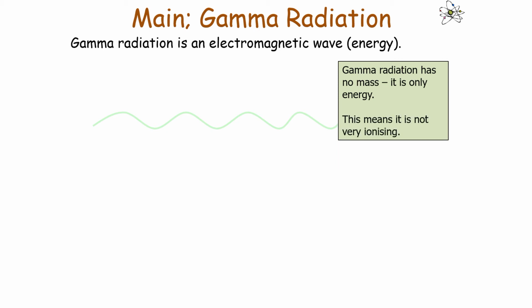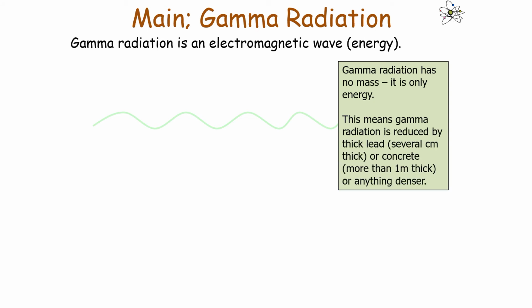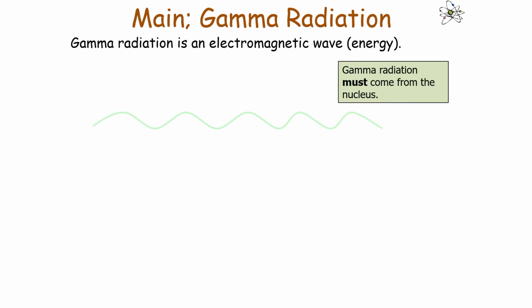It is only energy, so it is not very ionizing, which means it can travel for an unlimited distance in the air, so it can never be completely absorbed by a material. Now, gamma radiation is reduced by thick lead several centimeters thick, or concrete more than 1 meter thick, or anything denser, but this gamma radiation must come from the nucleus.